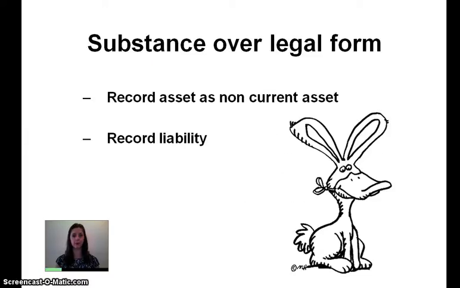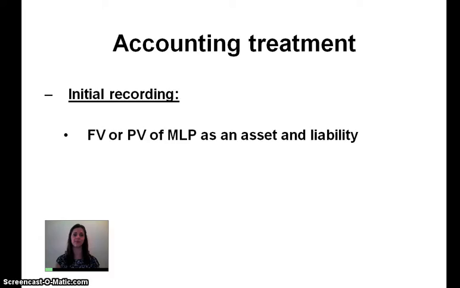Substance over legal form. Legally somebody else owns this asset. However, if it's a finance asset, you do need to bring it into your accounts and recognise it as an asset, and also record the liability that you're going to be paying out to this financing company. So this is really what we mean. Legally, you don't own the asset, but for financial purposes, we need to show this asset in our statement of financial position, because basically we're going to be able to generate income and have the benefits from this asset.